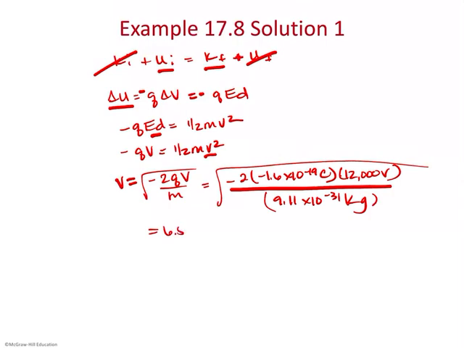Do the square root of all of that, and you should get 6.5 times 10 to the 7th meters per second. Okay, so some equations are the same, some aren't. You just kind of have to figure out what you're given and what you need.